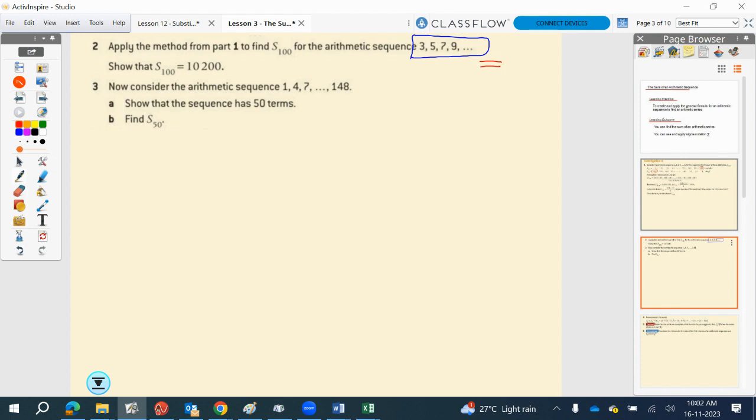So we do 3 plus 1. It's going to be 5 plus the value. So we go 100 times 104 over 2. 99 times 2 plus 3, so it's 201. Use this formula to find what u100 is. 204 times 100.